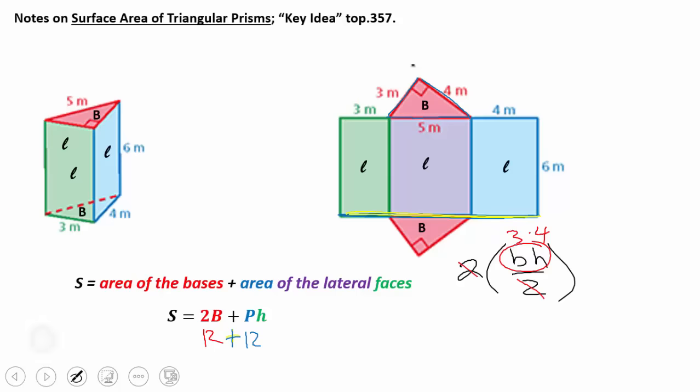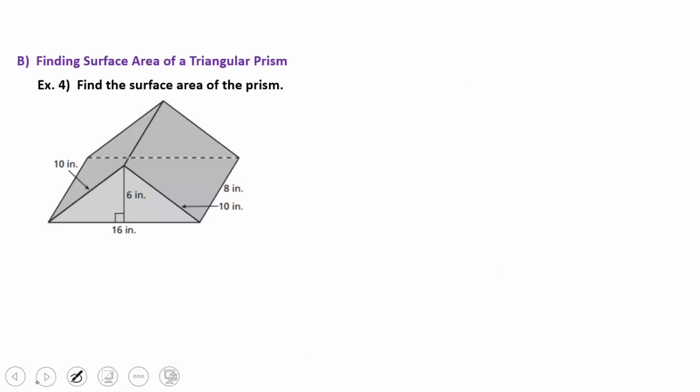And, of course, the height, the distance between the 2 red spots, that's going to be equal to 6. So 12 times 6. Well, what is 12 times 6, ladies and gentlemen? That's right. 12 times 6 is 72. And what is 12 plus 72? 84. A lot less work. Meters squared, of course. Let's do a couple more examples.